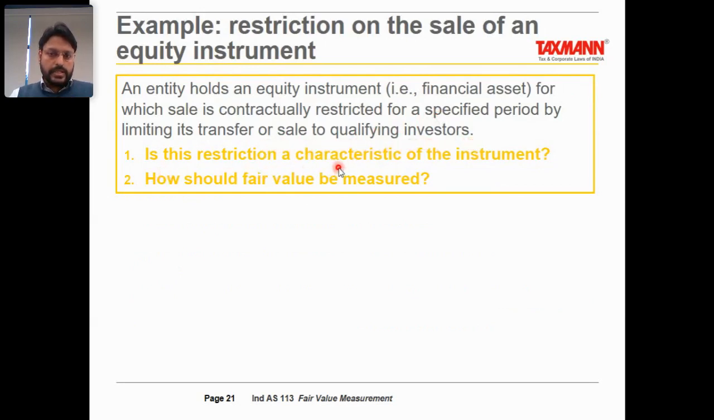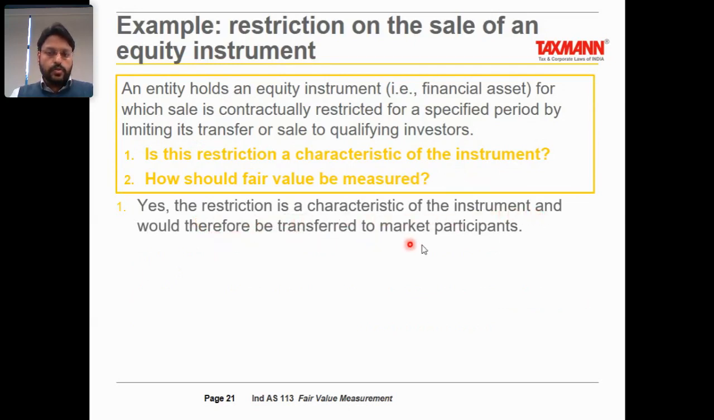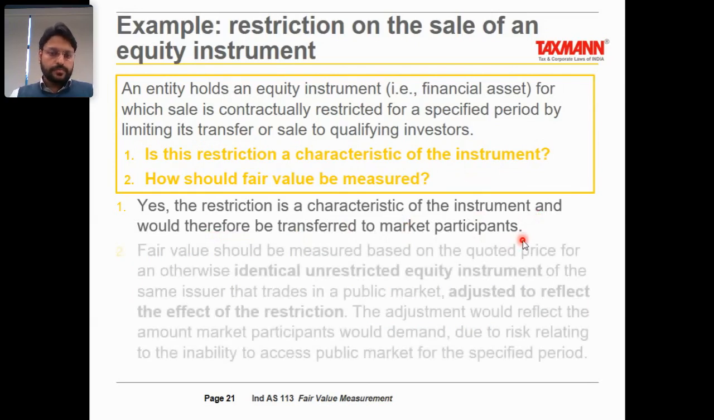Is the restriction a characteristic of the instrument or an entity-specific restriction? And how will we measure the fair value? So here, the entity holds an equity instrument for which sale is contractually restricted. This contract has been undertaken between the entity and a third party. So the restriction is a characteristic of the instrument and would therefore be transferred to market participants.